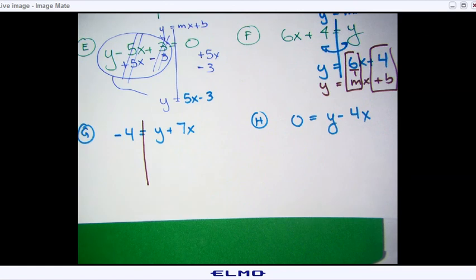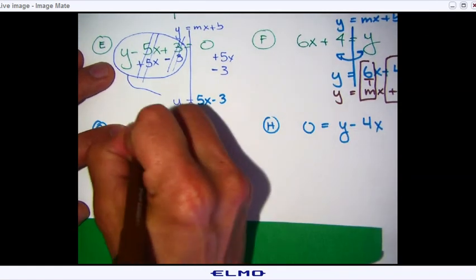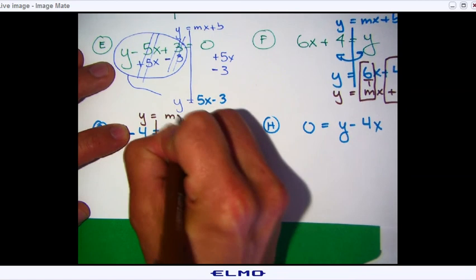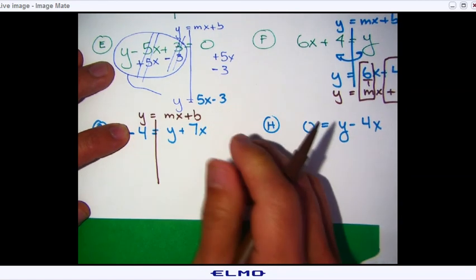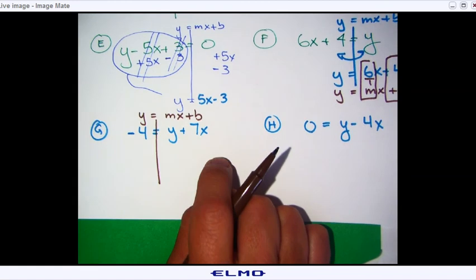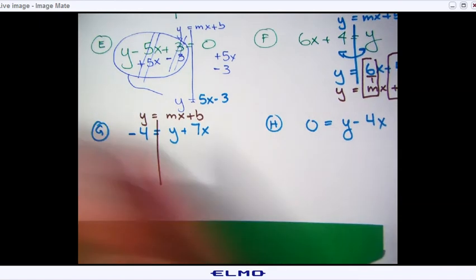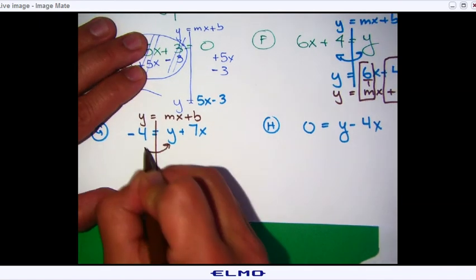All right, ready? So remember, you have to convert it to y equals mx plus b. So I'm just going to put y equals mx plus b. You see how the y is over here? Well, it has to be on the other side. You could go minus y, but that confuses it. Just flip them.